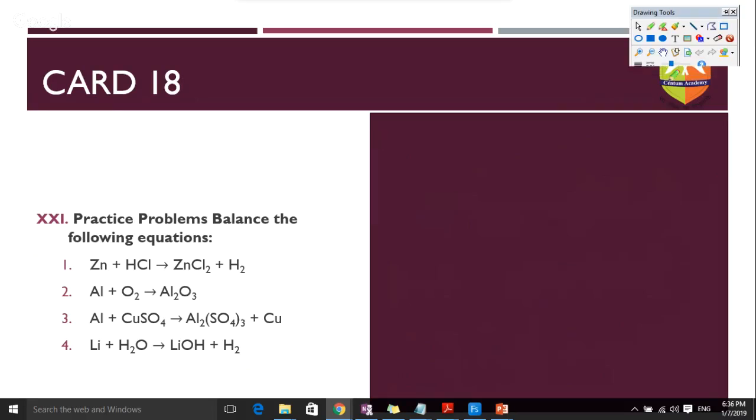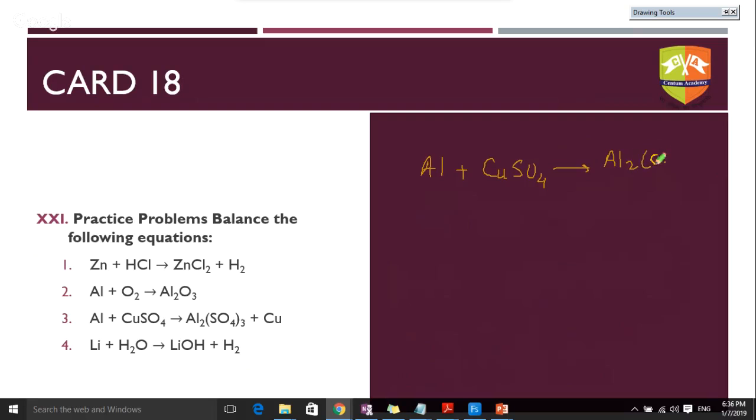Yeah, let's look at aluminum plus CuSO4 giving Al2(SO4)3 plus Cu. Now you'll realize there that aluminum itself is not balanced, SO4 is not balanced, even just the copper seems to be balanced. So let's begin with balancing the SO4. Why? Because it seems to be the furthest apart. So SO4, there is only one here and there are three in here.